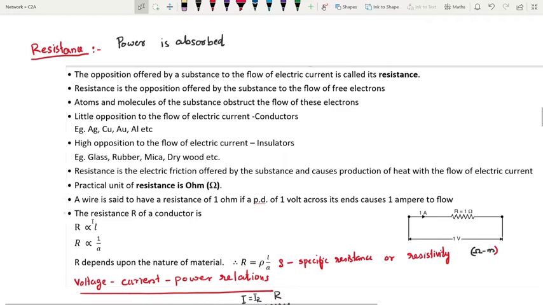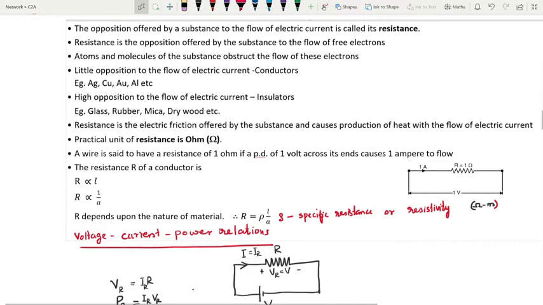Considering these three things, we can write down the expression for R as R is equal to rho into L by A, where rho is the specific resistance or resistivity of the material. So different materials have different resistivity values, specific resistance values. From here we can write down the expression for rho as RA by L. As the unit of R is ohm, A is in meter square, and L is in meter, the unit of specific resistivity is ohm meter.